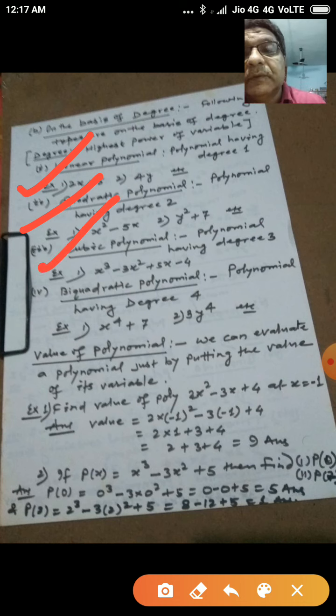Third one is cubic polynomial, when the degree of the polynomial is 3. Example is x cube minus 2x square plus 3x minus 4. And the fourth one is known as biquadratic polynomial or quartic polynomial, when the polynomial is having degree 4. Example is x to the power 4 plus 7. Similarly, second example is 3y power 4.